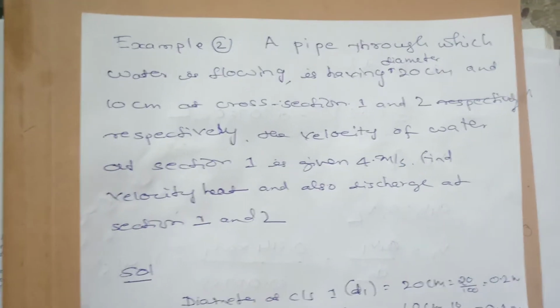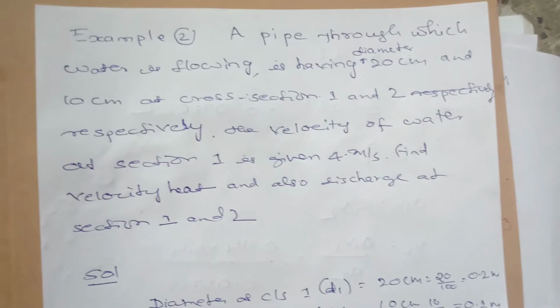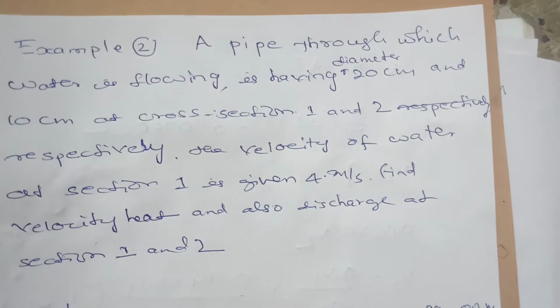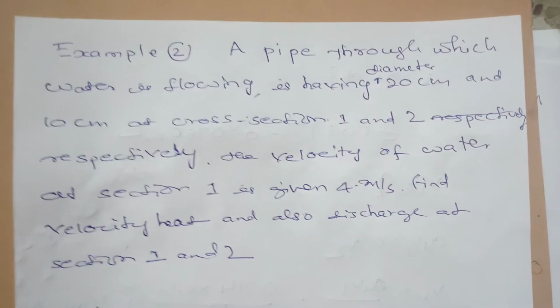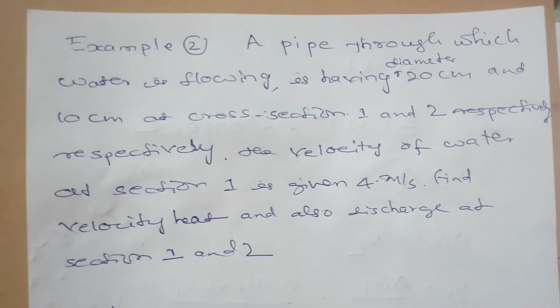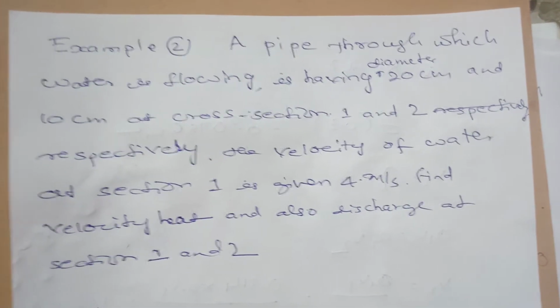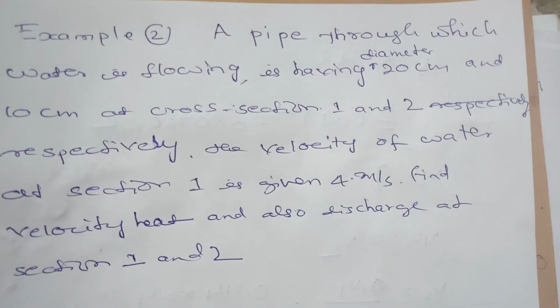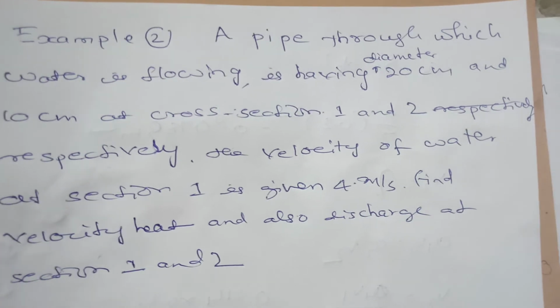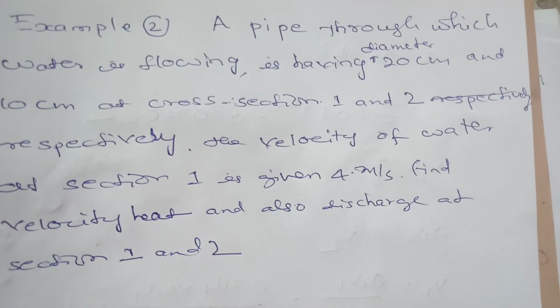Today I am going to do one more problem on the Bernoulli equation. I read the problem statement. A pipe through which water is flowing is having diameter 20 centimeter and 10 centimeter at cross section 1 and 2 respectively. The velocity of water at cross section 1 is 4 meters per second.